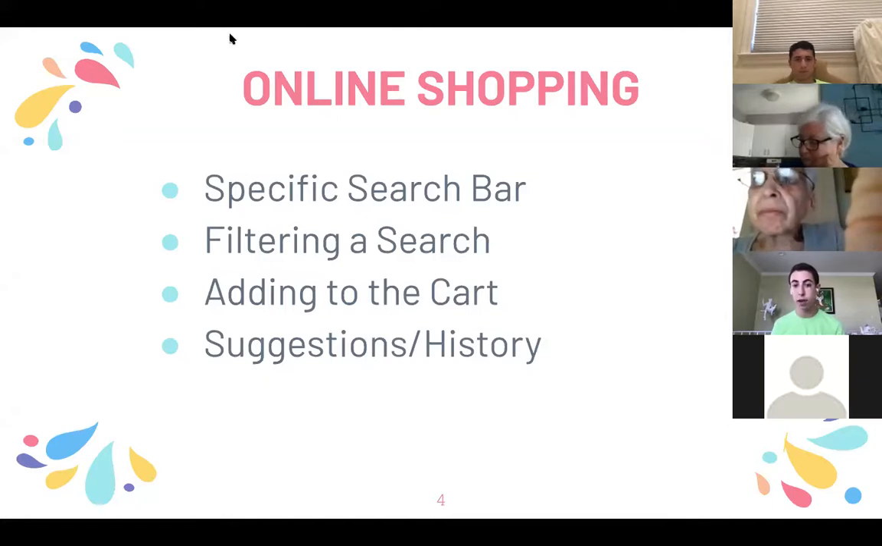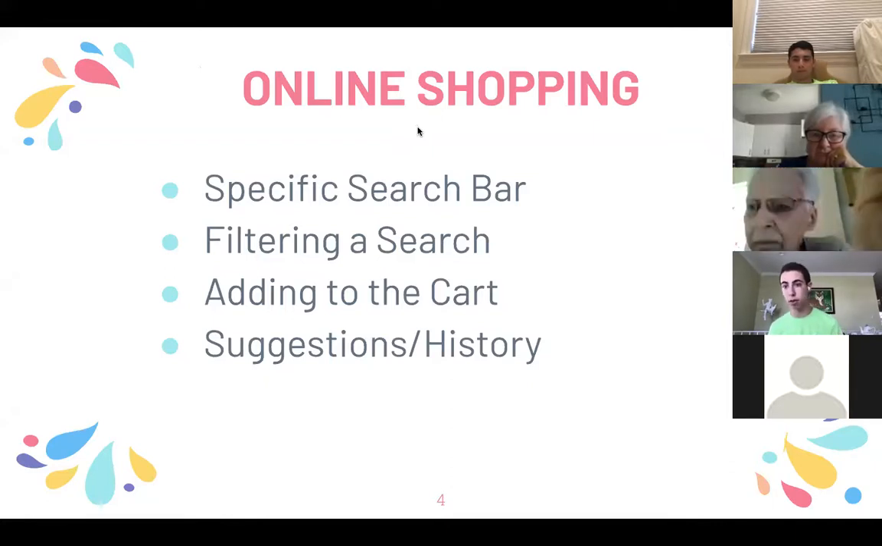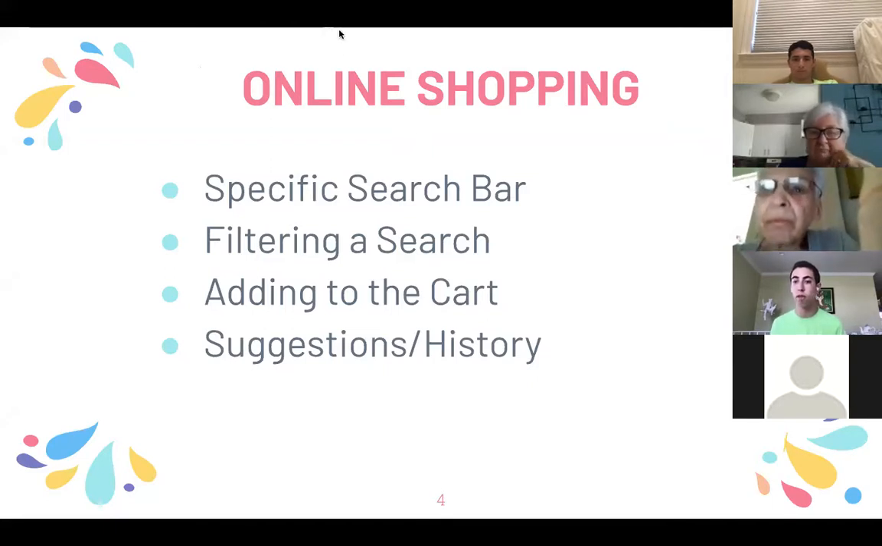Now, next is filtering a search. Sometimes it's hard to find what you're looking for. For example, if you're on a food shopping website and you type in apples, and you want apples, it also might come up with apple juice, apple sauce, packs of apples, single apples. There's going to be a lot of results based off of your search. So there are ways to filter your search to make it specific, and we're going to show you that as well.